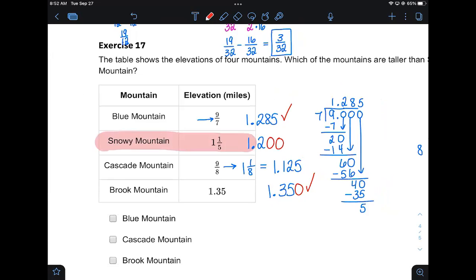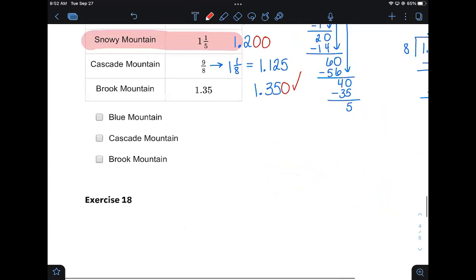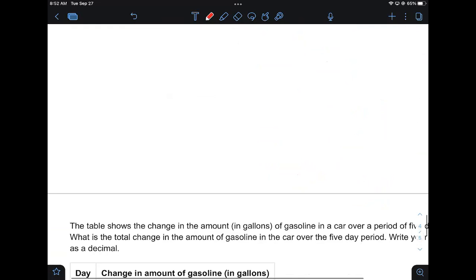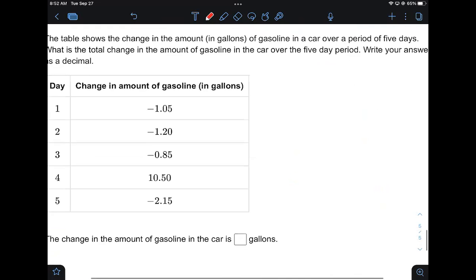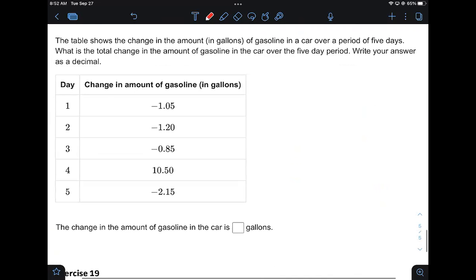All right, number 18 is our next one. Number 18 says the table shows the change in the amount of gallons of gasoline in a car over a period of 5 days. What's the total change in the amount of gasoline over that 5-day period? Write your answer as a decimal. What's it tell us when on 4 of these 5 days, the change in the gasoline is written as a negative number? What does that actually mean?